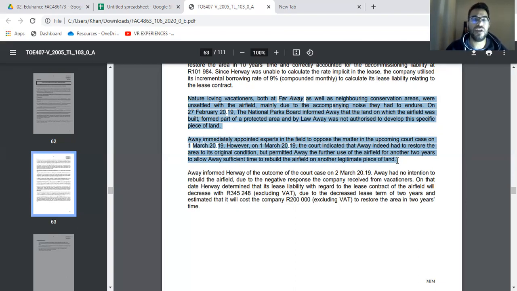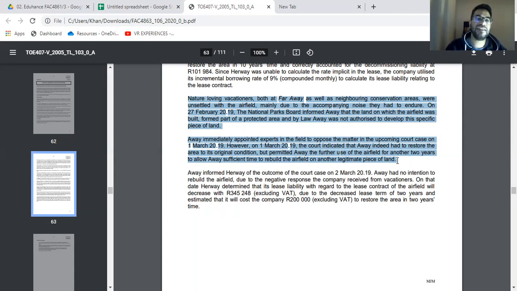They were taken to court, and the court said that they have to restore that airfield to its original condition, and they can build an airfield somewhere else. However, they decided not to build the airfield somewhere else, and as a result, the lease term has now been reduced to 2 years because they have 2 years left.